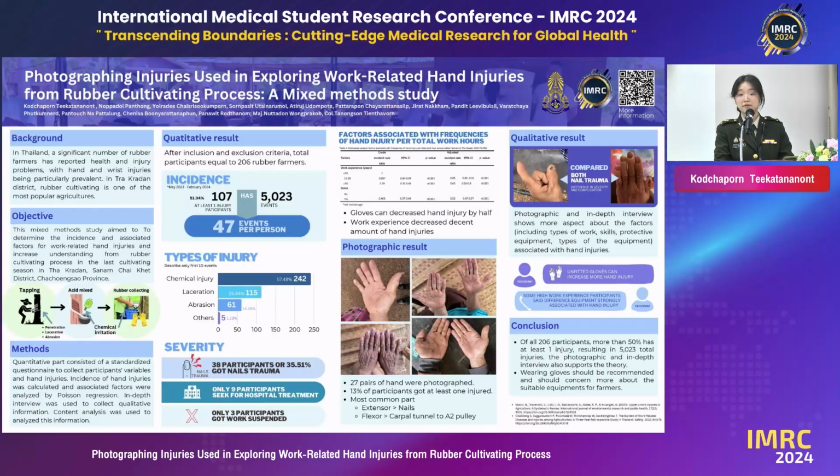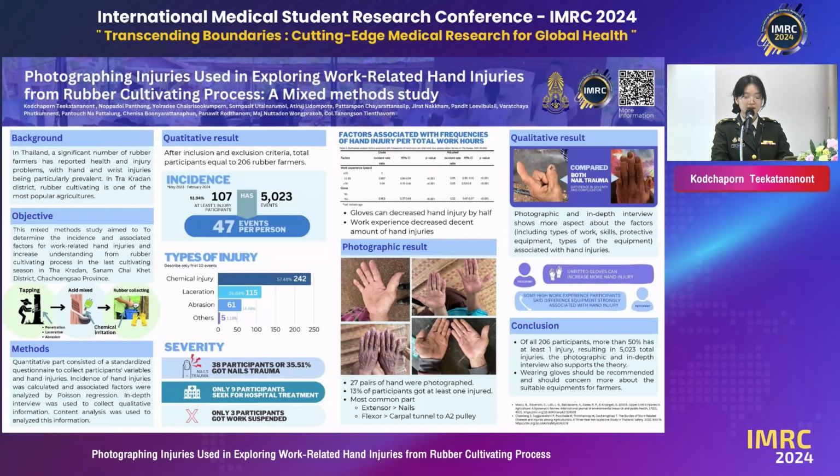Moving on to our quantitative results, after using the inclusion and exclusion criteria, we got a total of 206 rubber farmers. The number of participants with at least one injury, our cumulative incidence, is 107, or 51.94%. All of these participants had incidents from May 2023 to February 2024, for 5,023 events, or equal to 47 events per person.